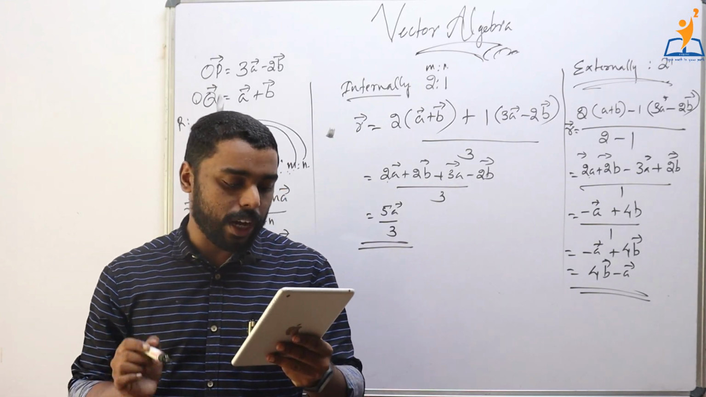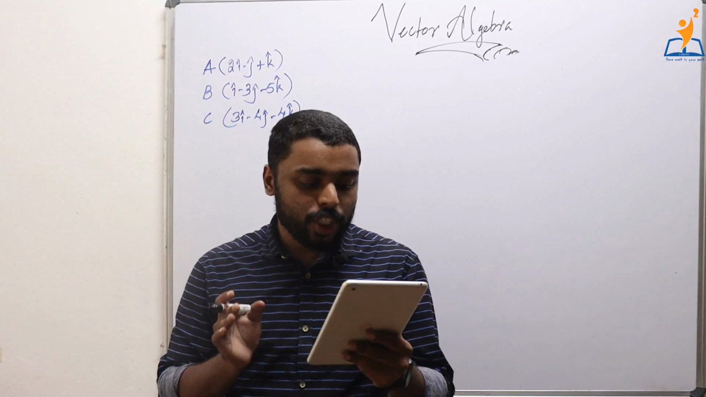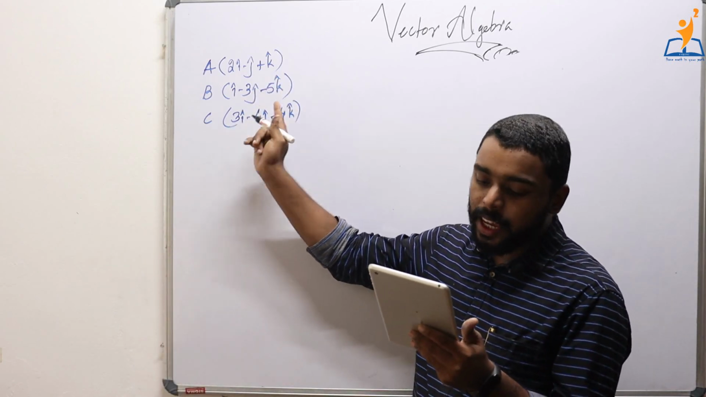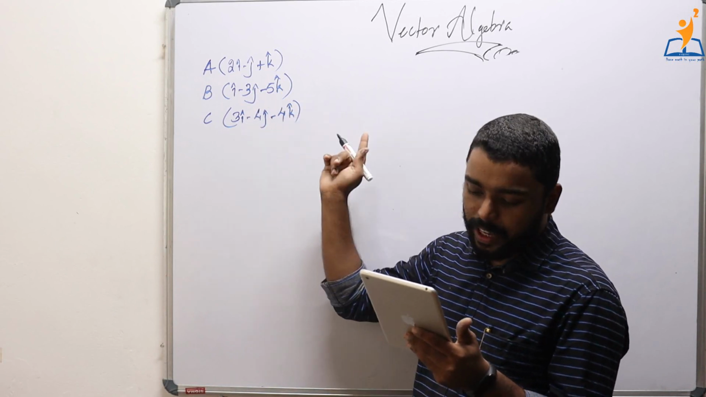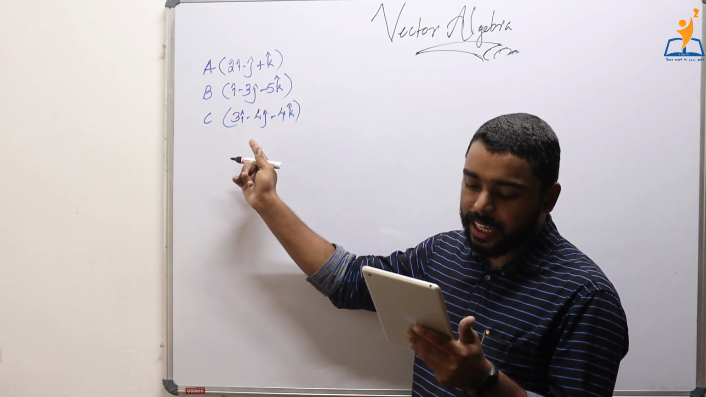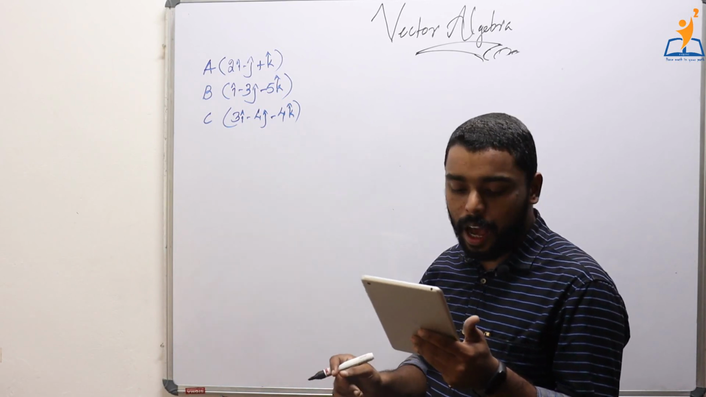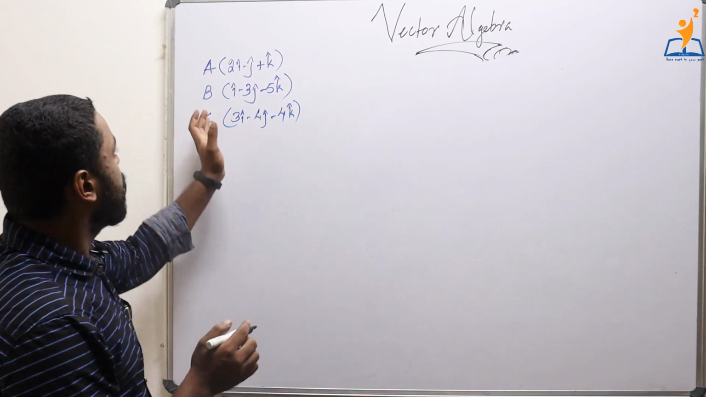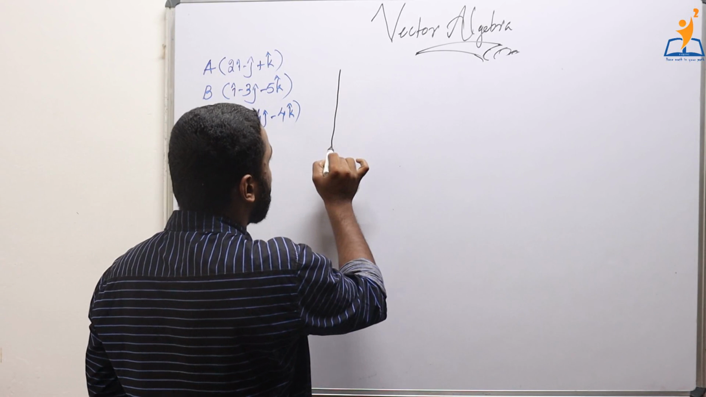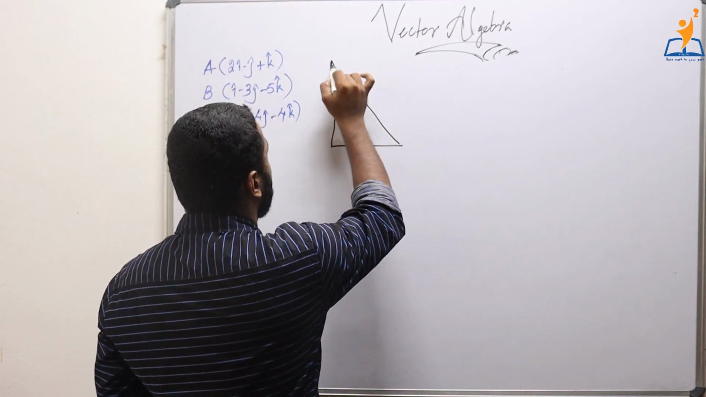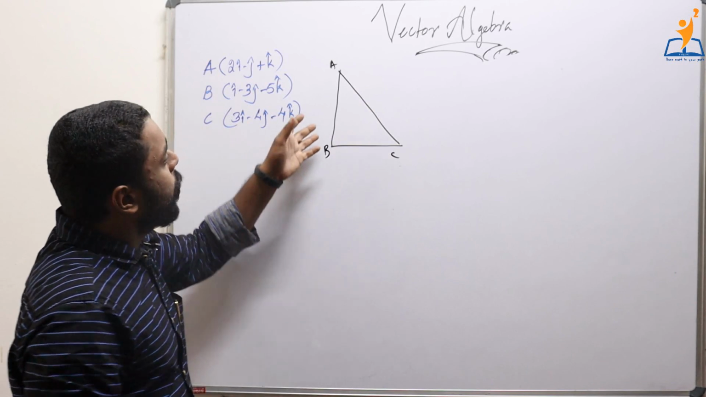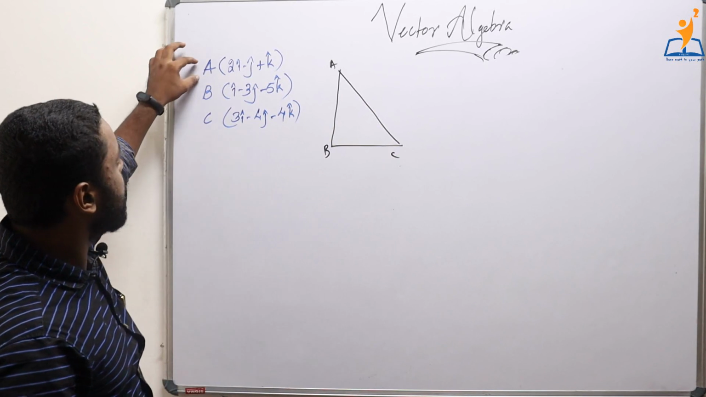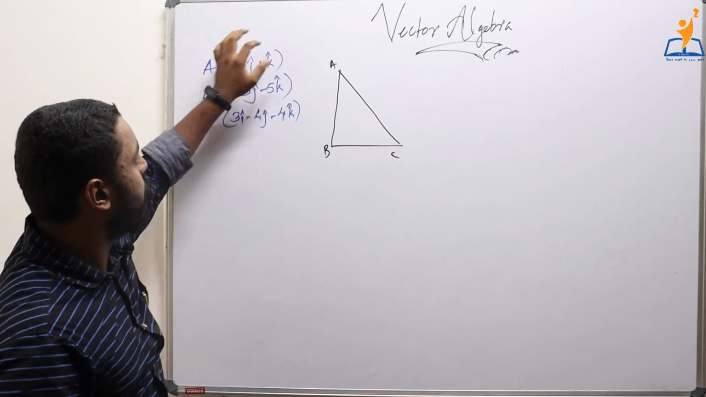Now we shall move to the next question, example 12. Show that the points A (2i minus j plus k), B (i minus 3j minus 5k), and C (3i minus 4j minus 4k) are the vertices of a right angle triangle. So we have to show that these three points form a right angle triangle ABC. Here we are given the component form of the vectors of each point.